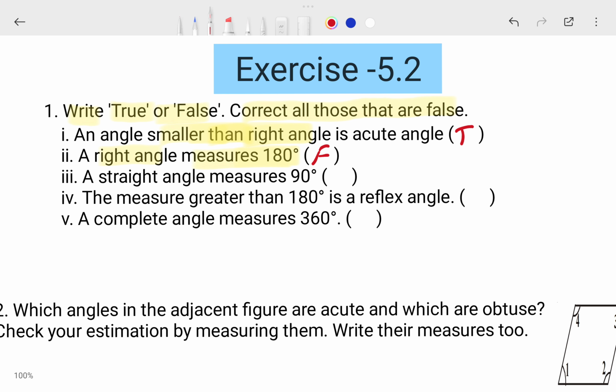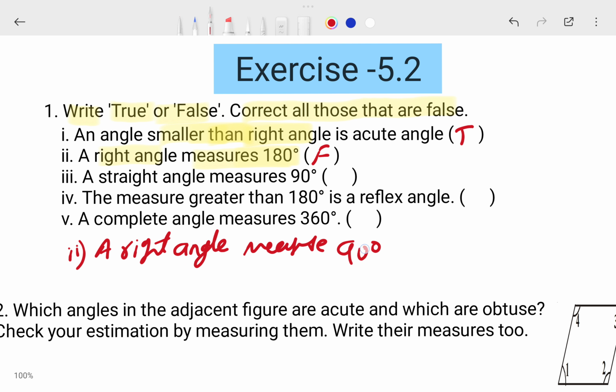Okay, so write the second one answer here. I will write the second one correctly here. A right angle measures 90 degree. You can write here, a right angle measured 90 degree. This is the correct one. You can write like that, this is the upper part. So you write like that. Understand? So a right angle is measured 90 degree.